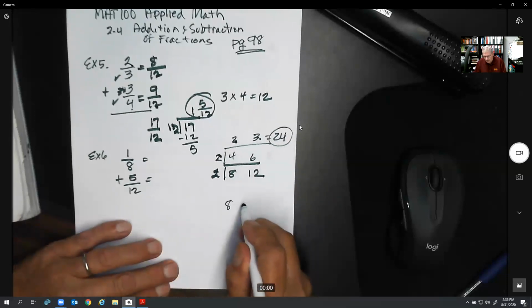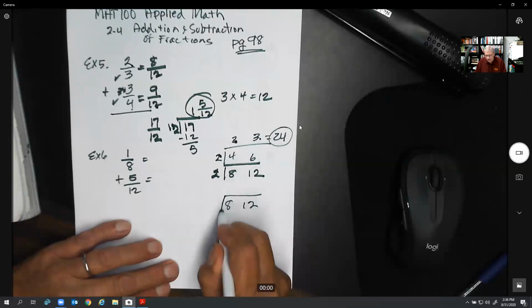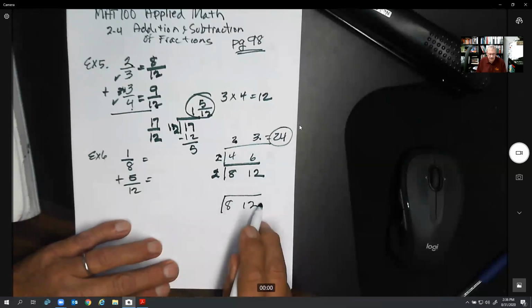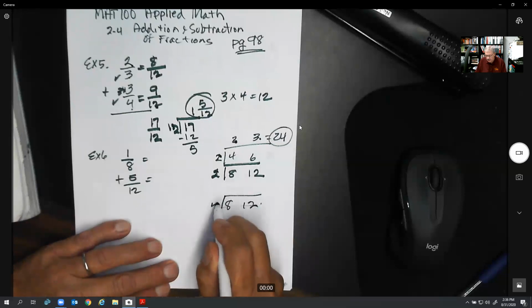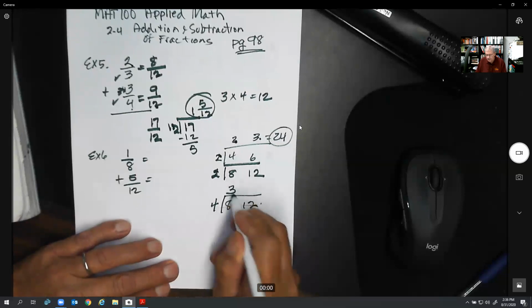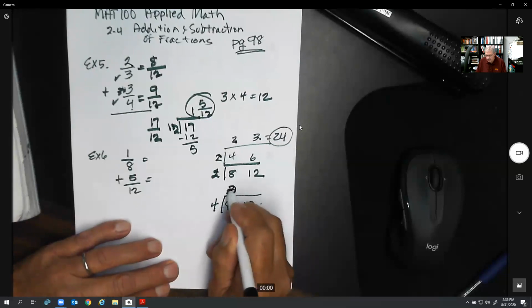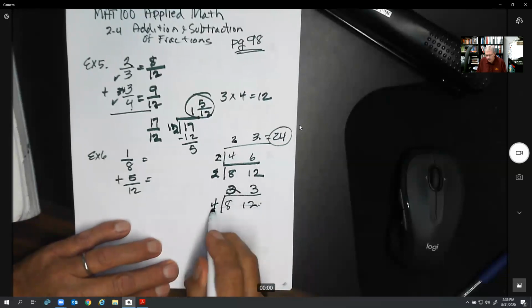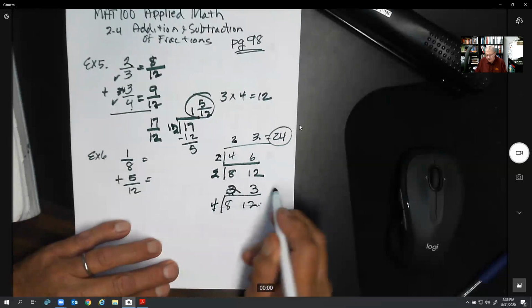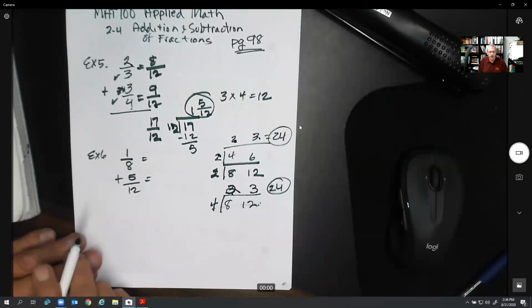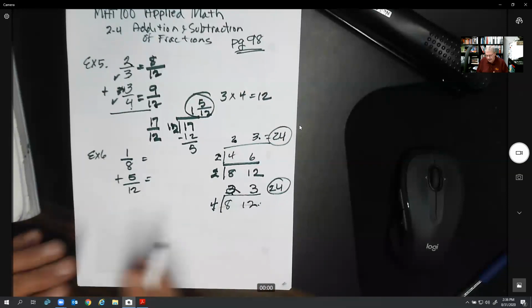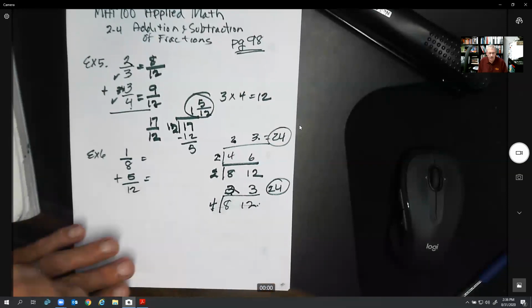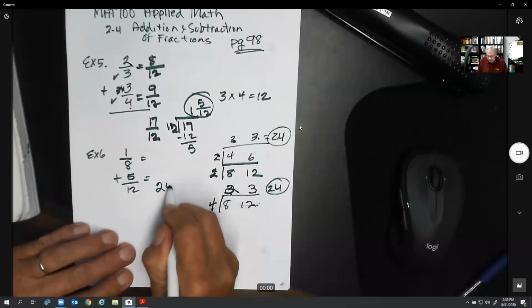I don't have to use the smallest number. I can use any number that's going to go into both of these, which is 4. 4 into 8 is 2 and 4 into 12 is 3. 4 times 2 is 8. 8 times 3 is 24. So you could have started with a 4 right away. I can't use 6 because 6 won't go into 8. Now I've got my common denominator, 24.